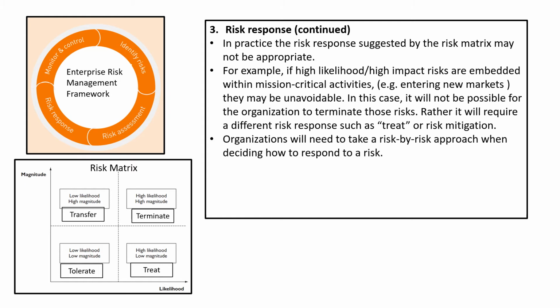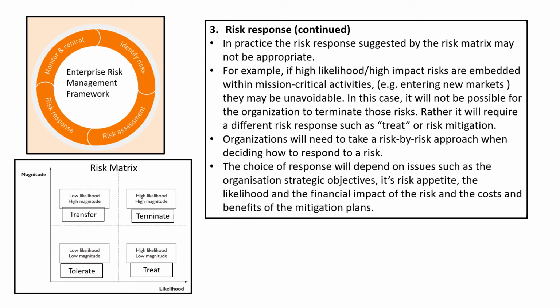Organizations will need to take a risk-by-risk approach when deciding how to respond to a risk, i.e. the choice of response will depend on issues such as the organization's strategic objectives, its risk appetite, the likelihood and the financial impact of the risk, and the cost and benefits of the mitigation plans. In the following slides, we will consider the risk response measures Hunting plc has implemented to deal with the 8 principal business risks it had identified.